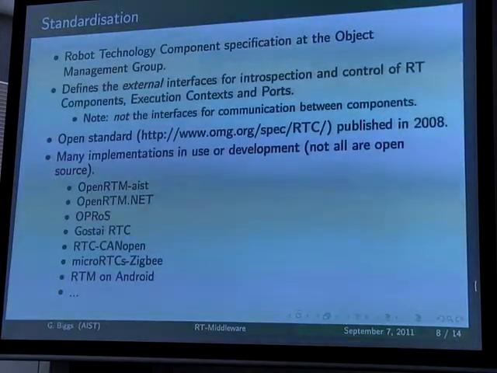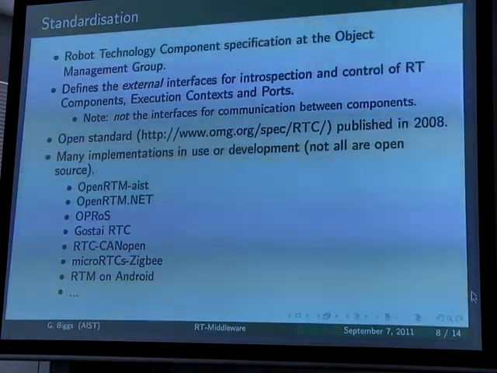And there are actually, apart from OpenRTM, also many other implementations of the standard already. There's OpenRTM.net, Opros, which is the Korean national middleware, Ghostai RTC from France, and several other ones, for example, CANopen and embedded systems. Not all of these are unfortunately open source. For example, OpenRTM.net is not open source, but several of them are. OpenRTM and Opros, most importantly, are open source.